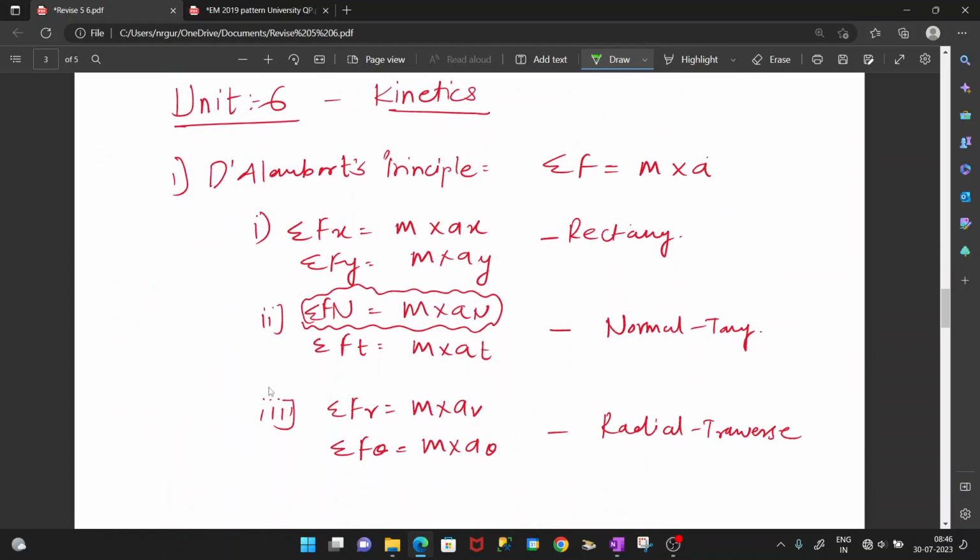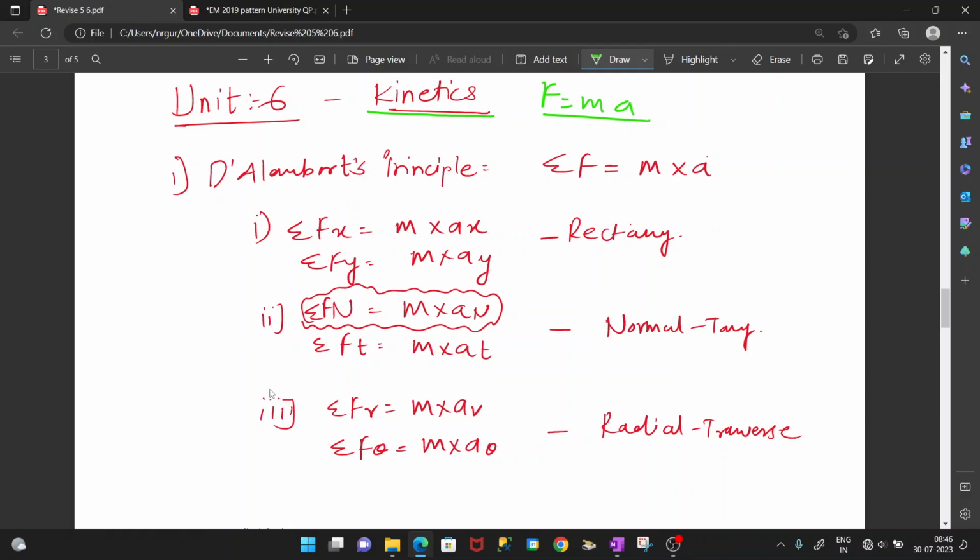Similarly, we have to see unit number 6. Now, unit number 6 is based upon kinetics. Kinetics means F is equal to ma. We are not getting into anything like S, U, V, A, T here. We have to solve using D'Alembert's principle, that is the first part of the 6th unit. What is D'Alembert's principle? It is nothing but the reformulation of the second law of motion by Newton.